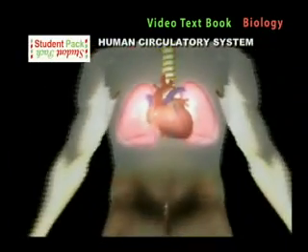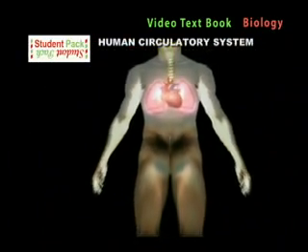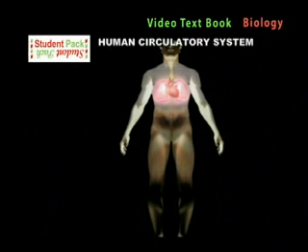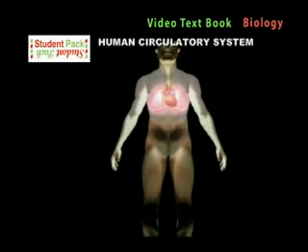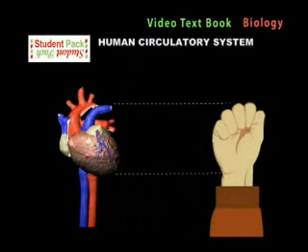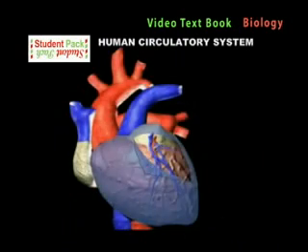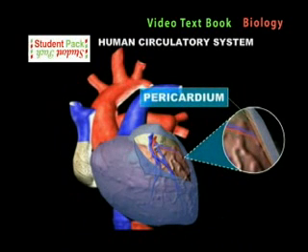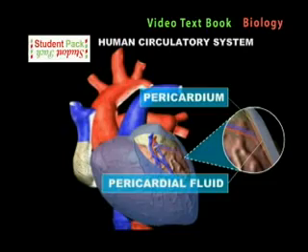The heart, the mesodermally derived organ, is situated in the thoracic cavity, in between the two lungs, slightly tilted to the left. It has the size of a clenched fist. It is protected by a double-walled membranous bag, the pericardium, enclosing the pericardial fluid.